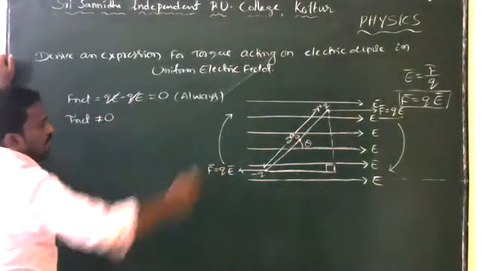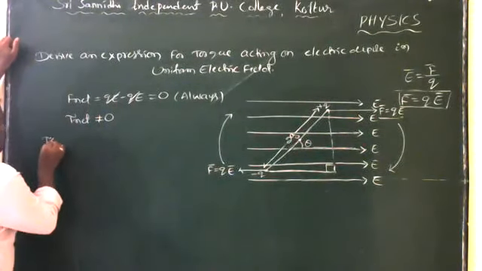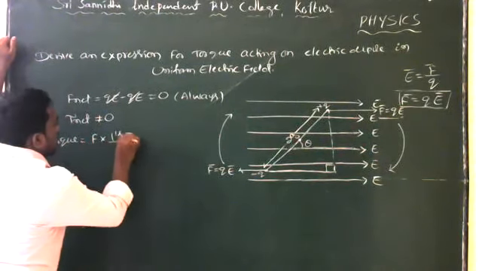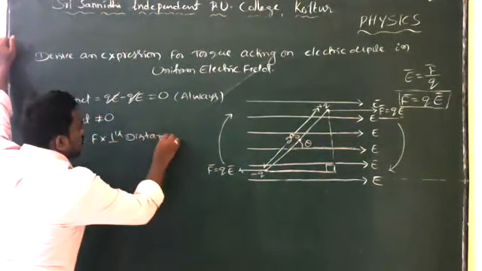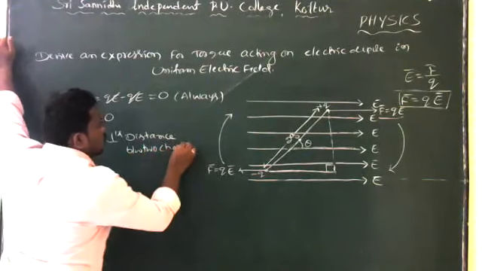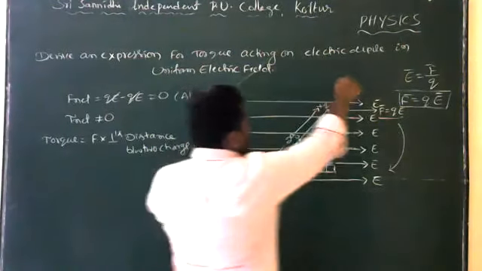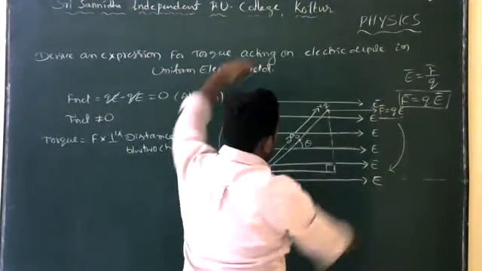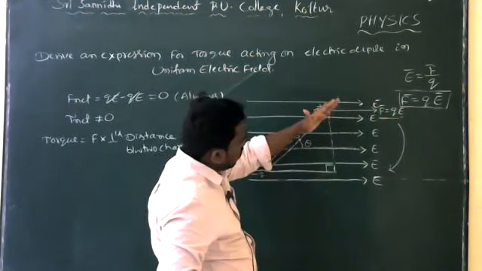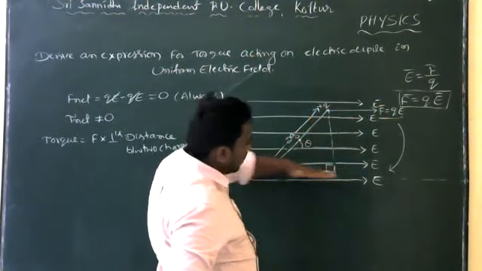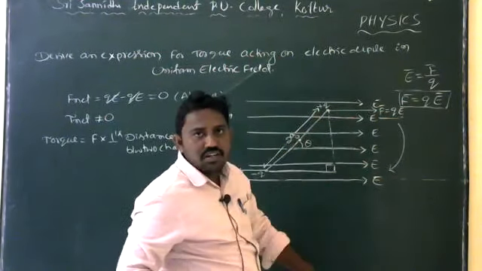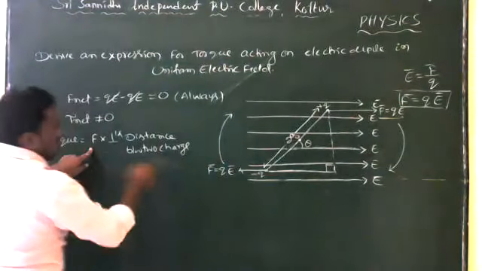Now let us calculate the torque or couple. Torque is equal to force into the perpendicular distance between the two forces. These two equal and opposite forces form a couple on the electric dipole, which finally lies along the electric field. This is the perpendicular distance, and here is the force on any one charge.